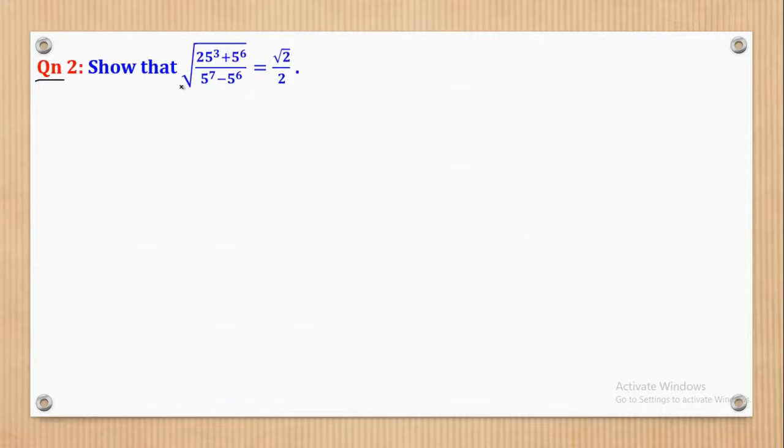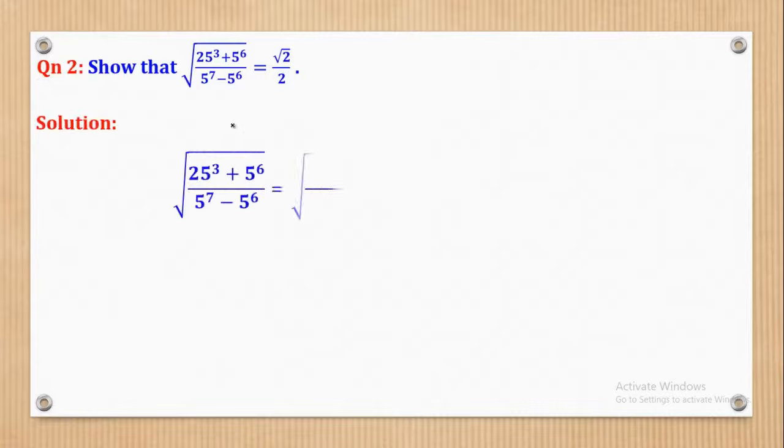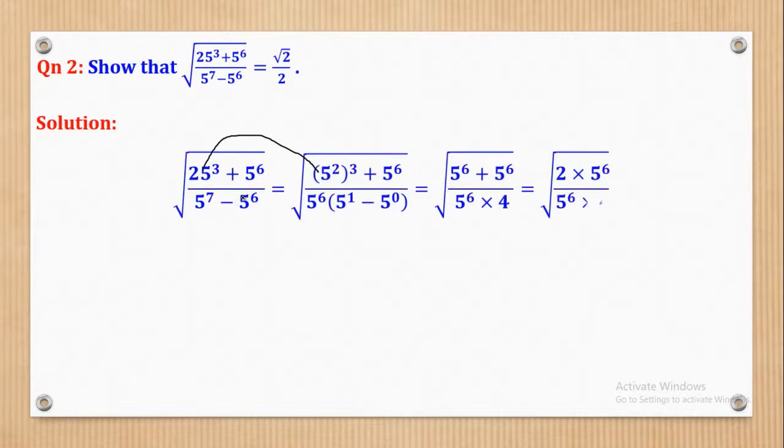Question 2 says, show that this is equal to root 2 over 2. So here we have to also remember the knowledge of surds. So this one is the same as 5 to the power 2. And also this one, you realize that 5 to the power 6 is common, so instead you shall remain with 5 to the power 1 minus 5 to the power 0. So how does it come about?